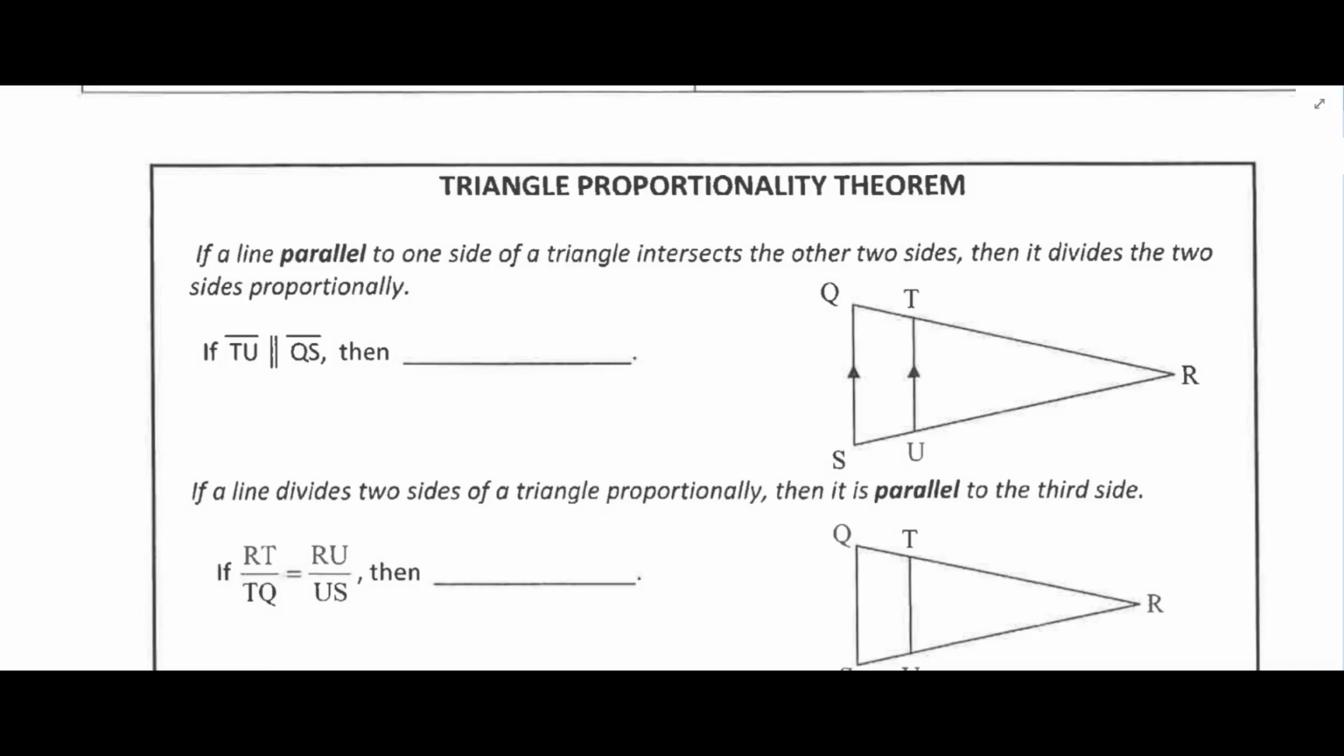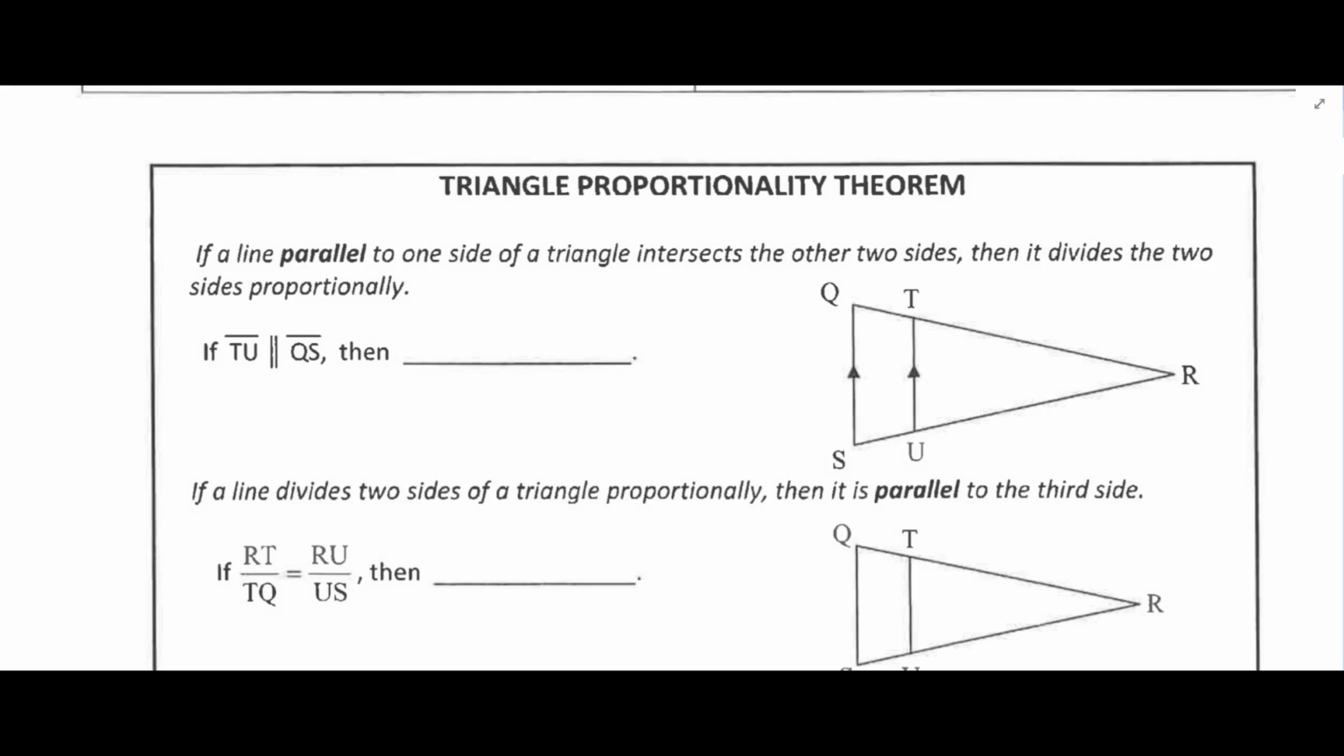In this video, we're continuing with Chapter 11, which is on similarity, and we're talking about proportionality theorem. So this video is going to cover the triangle proportionality theorem as well as the parallel lines proportionality theorem. They're very similar. So let's take a look at triangle proportionality theorem.